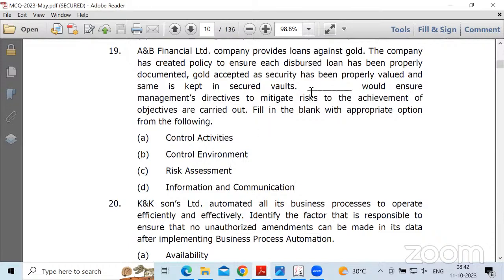Now, what will be the answer? Dash would ensure the management's direction to mitigate the risk to the achievement of objectives are carried out. If we recollect, when we define control, control is defined as the process of triple P. What are the triple P? Policy, practices, procedures, which are designed or aligned along with the organization structure or enterprise structure, and give a reasonable assurance that the objectives are achieved and the untoward incidents are prevented, detected, and corrected. So from that perspective, you can see this control activity.